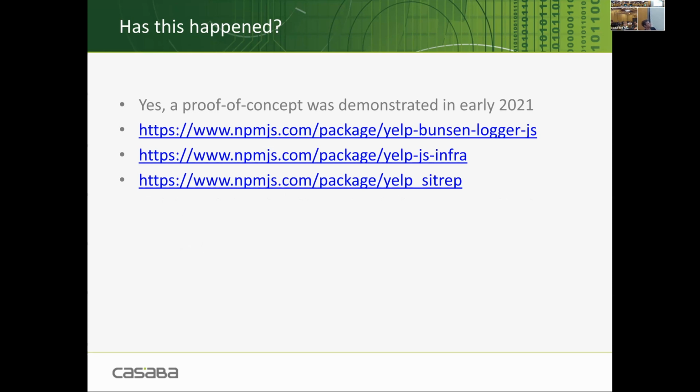Here's 3 packages which are malicious. They're complete BS, but they were included in Yelp.